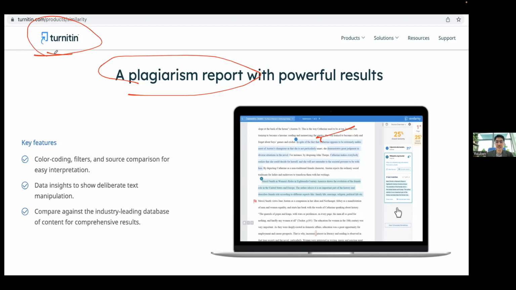Because if you submit it to a journal and it sees a high similarity score, they might want to question you and check whether your paper is indeed highly plagiarized. So just be careful. People are watching these days, so you need to use this software.